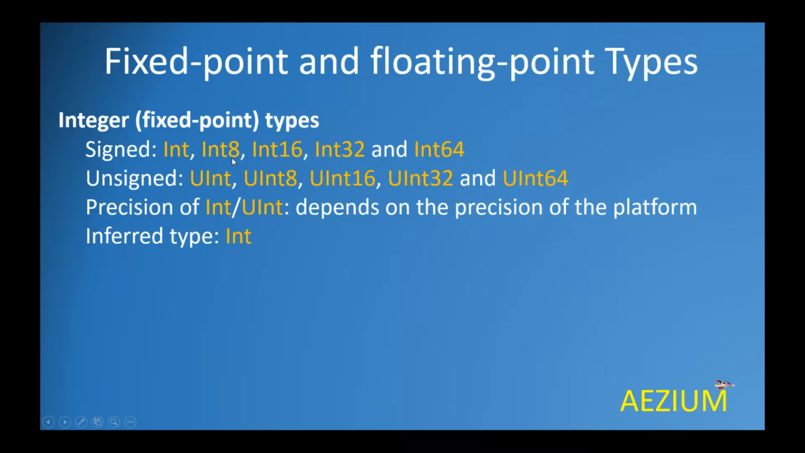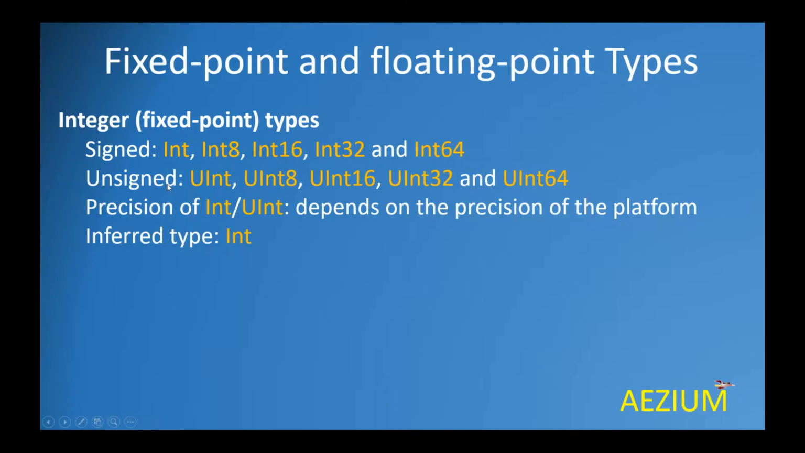and those are represented by Int8, Int16, Int32, and Int64, where the numbers in front of Int here represent the number of bits which are used to represent the integer values. So Int8 here is the lowest precision integer type that we could have, whereas Int64 is the highest precision integer type.